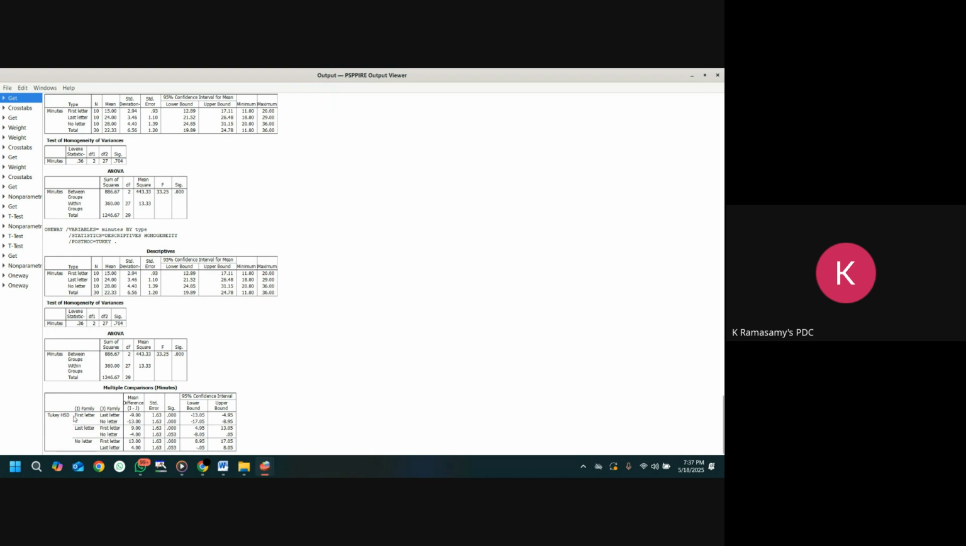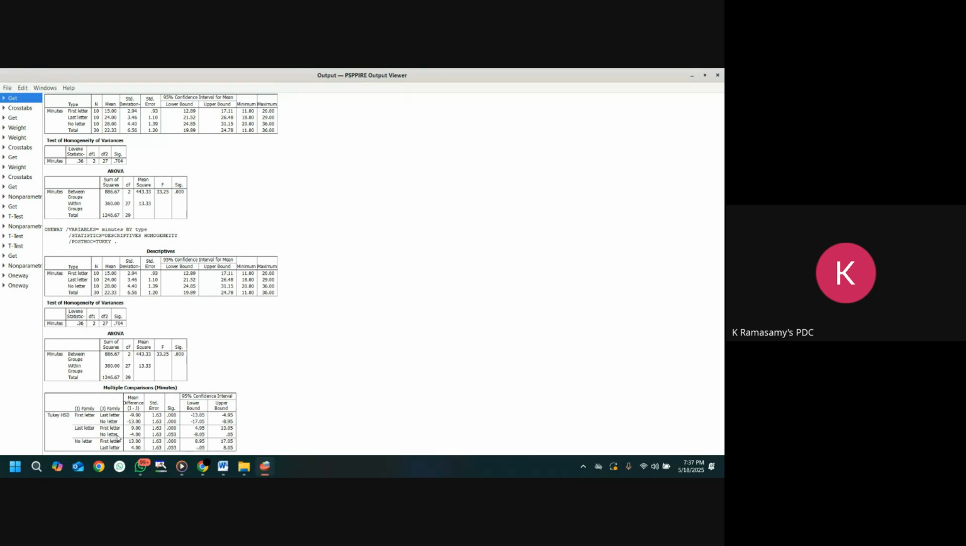Now you see, first letter and last letter, the value is 0.000. That means a significant difference is there. First letter and no letter, significant difference is there. But last letter and no letter, the answer is 0.053. The answer is more than 0.05. It means that there is no significant difference between last letter group and the no letter group. That means this pair is not responsible for the overall change.